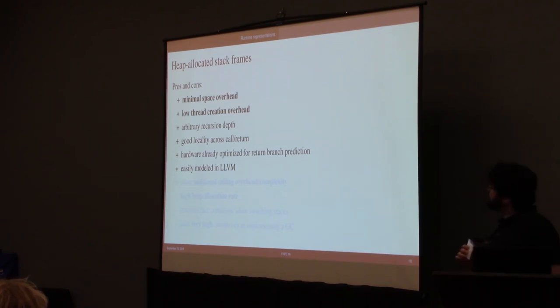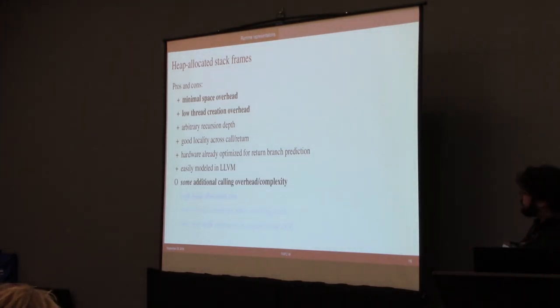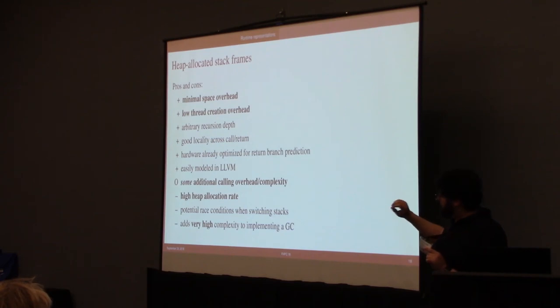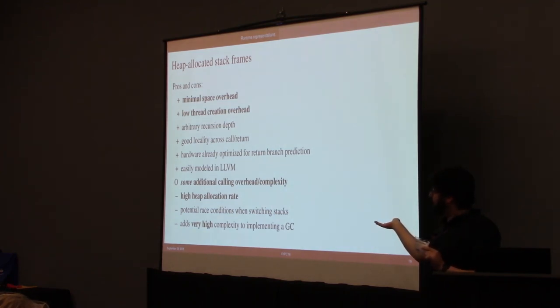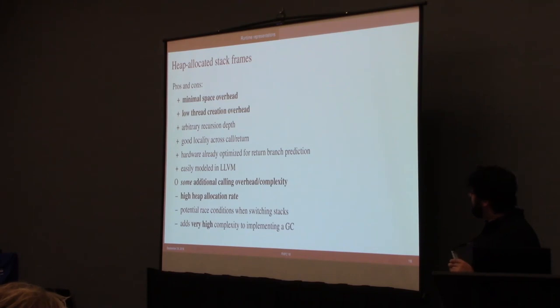So heap allocated stack frames, these are the mutable linked frames that I showed you earlier. They have minimal space overhead, and it's really cheap in terms of memory space to create threads. There is some additional calling overhead because you essentially have to dedicate another register as the frame link pointer, so you basically don't get frame pointer elimination. And also because you're allocating all these frames individually in the heap, obviously it's going to have a high heap allocation rate, but not super high because you're able to reuse these when you return from calls. And also, it adds a lot of complexity in implementing a garbage collector from my experience.